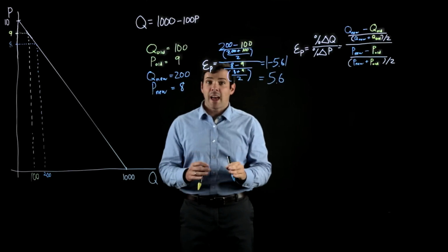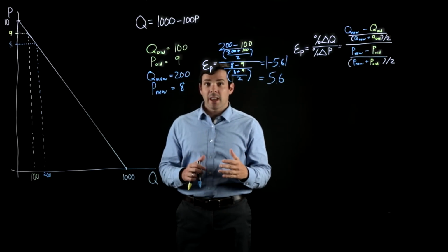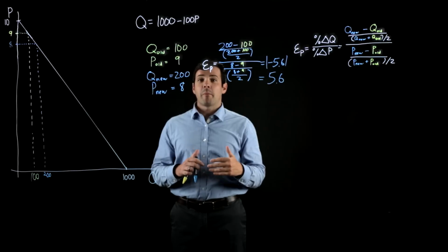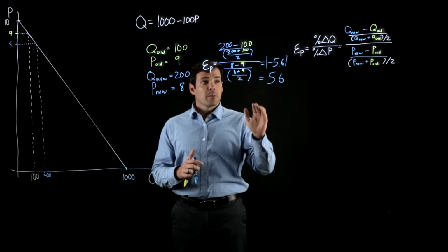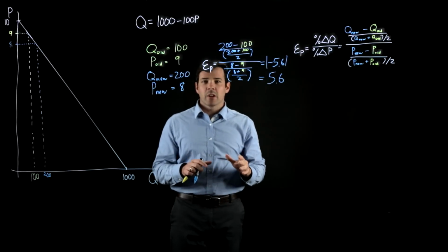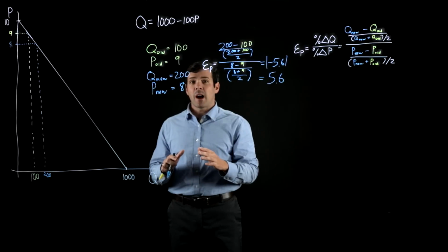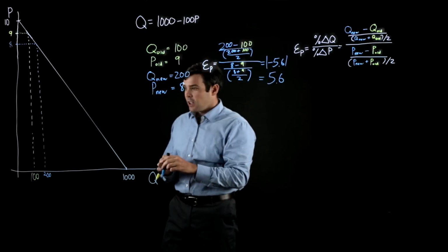This is very elastic demand. The price didn't go down by all that much as a percent, but the quantity demanded went up by a lot as a percent. Pretty elastic demand right up here. But what happens when we look at a price that's already pretty low? Let's take a look at going from $2 to $1.